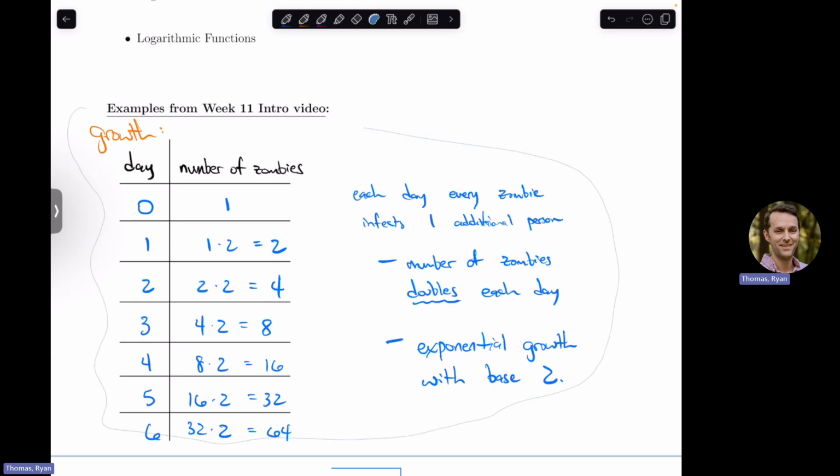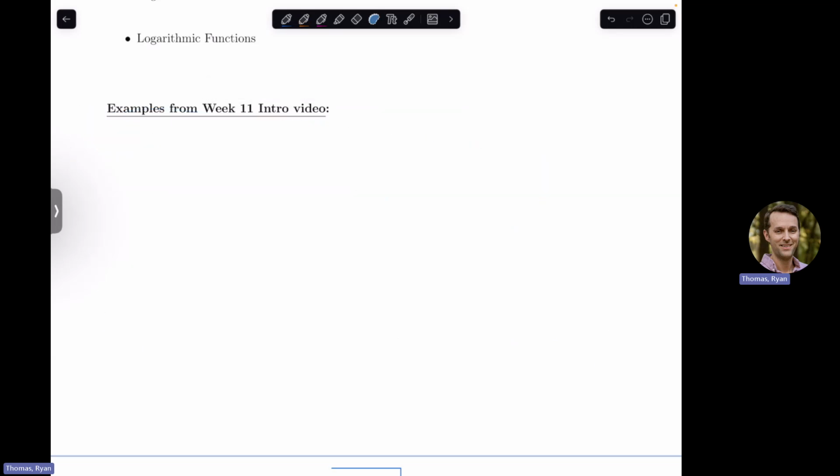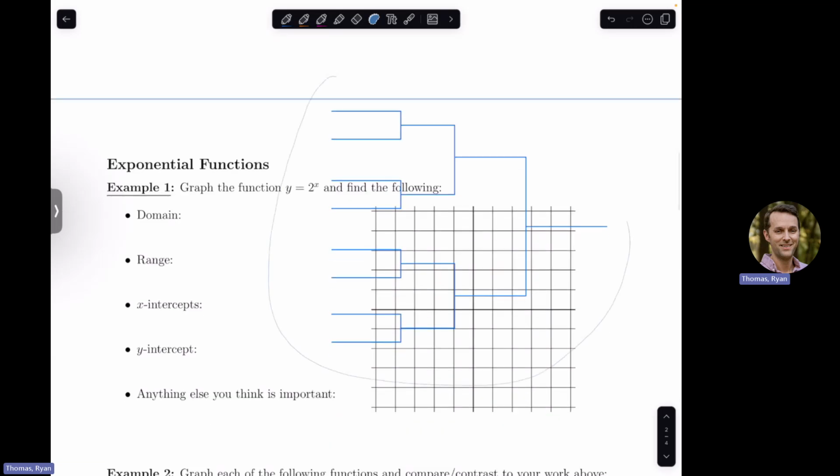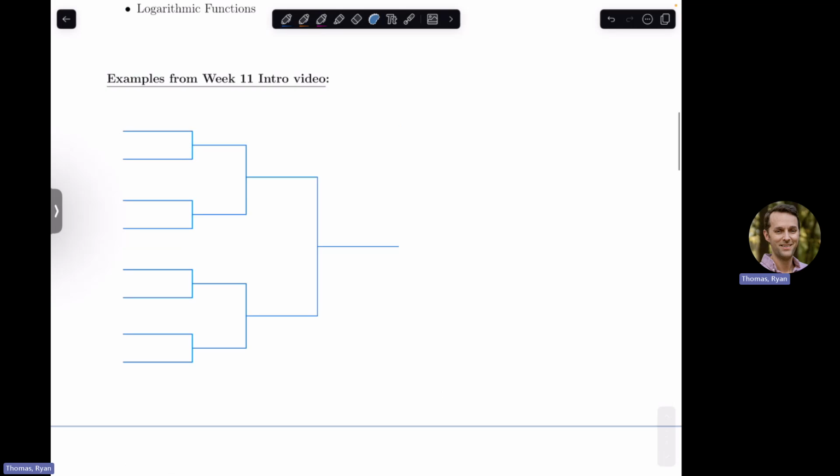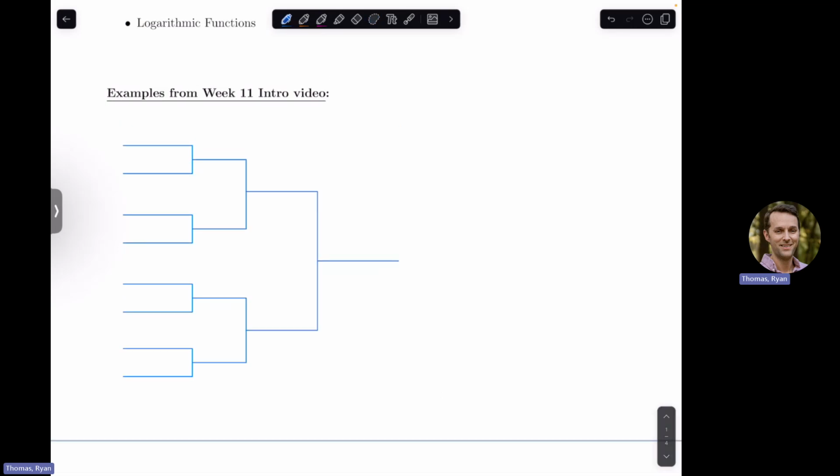Now for an example of decay. For an example of exponential decay, think about something like a single elimination tournament. Something like the NCAA basketball tournament is a good example. Anything where you play a single game and it's basically win or go home.